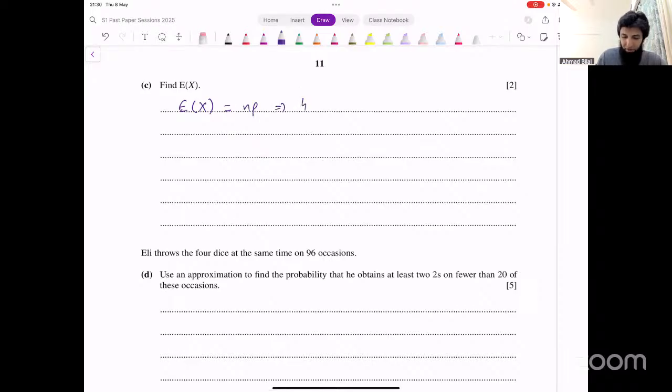N is 4, p is 1 over 4, and that's just 1. All right? And that's your final answer. You could use sigma xp as well. That will give you the same result eventually. That will also be 1, but it's not required. Since you know it's binomial, you could do it directly like this.